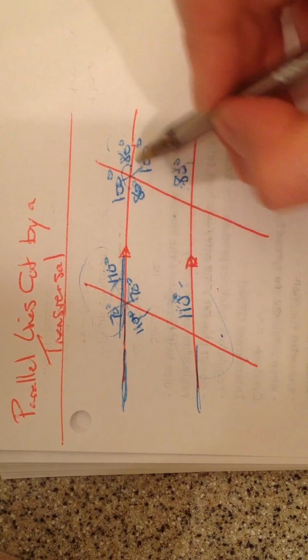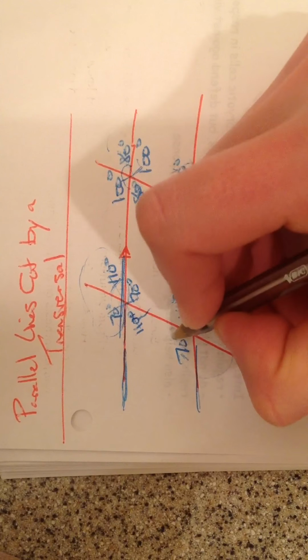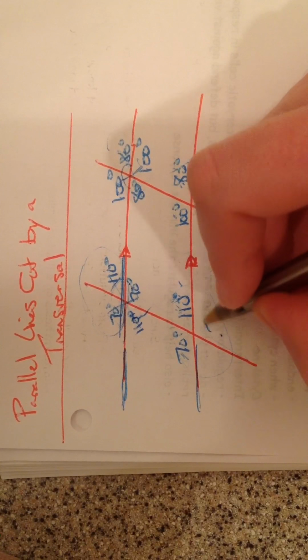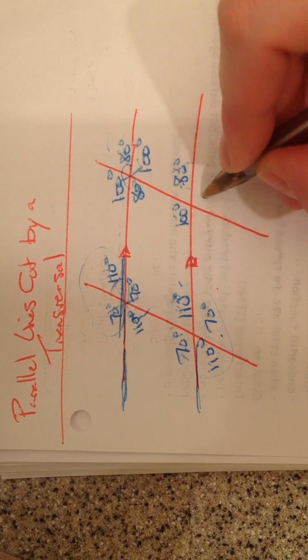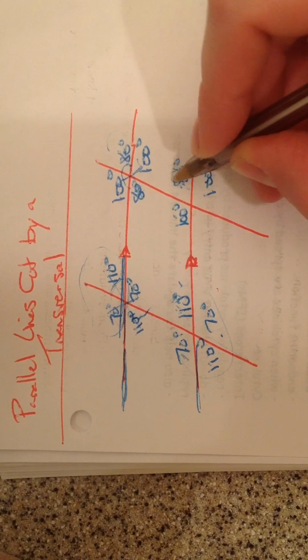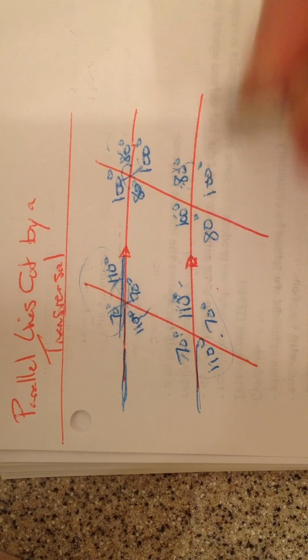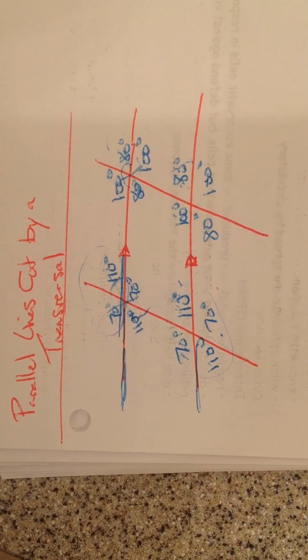So that means this one would have to be 100. This one would have to be 70. Opposite angle, opposite angle, opposite angle, opposite angle. So knowing the first two angles, we can fill in the rest by knowing that they're parallel lines cut by a transversal.